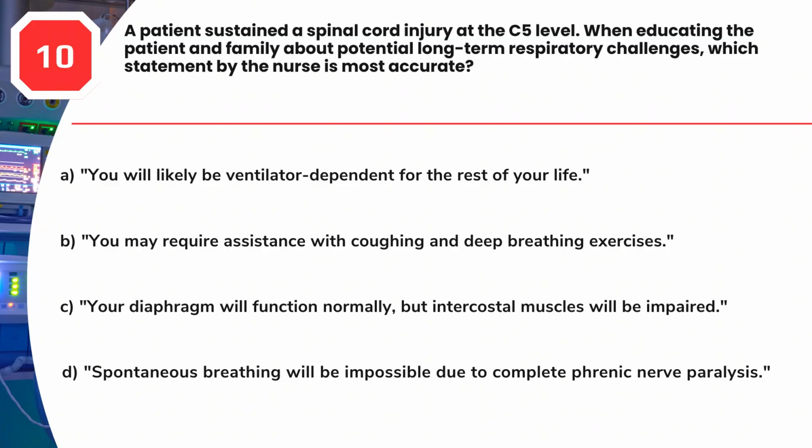Question 10. A patient sustained a spinal cord injury at the C5 level. When educating the patient and family about potential long-term respiratory challenges, which statement by the nurse is most accurate? A. You will likely be ventilator dependent for the rest of your life. B. You may require assistance with coughing and deep breathing exercises. C. Your diaphragm will function normally, but intercostal muscles will be impaired. D. Spontaneous breathing will be impossible due to complete phrenic nerve paralysis.